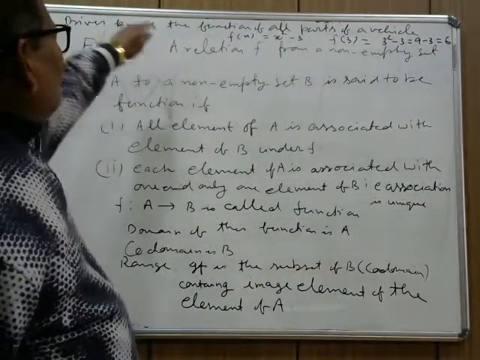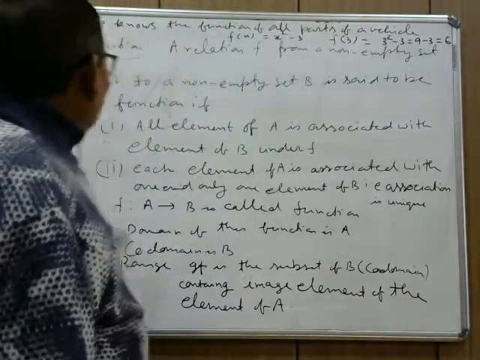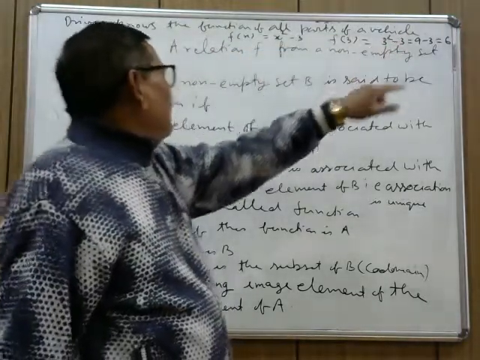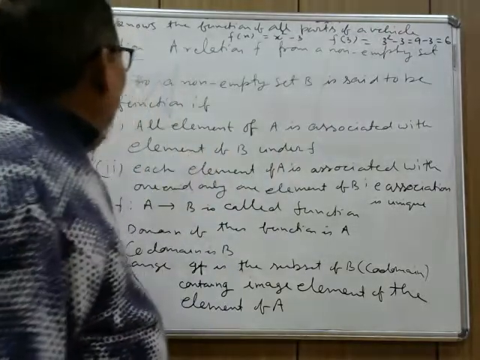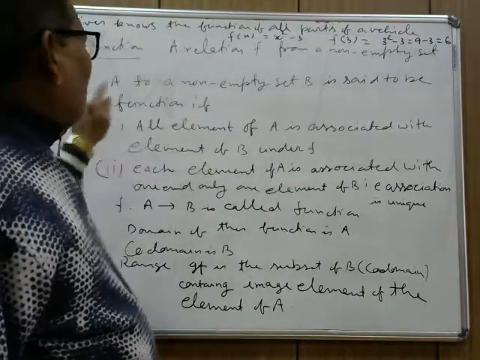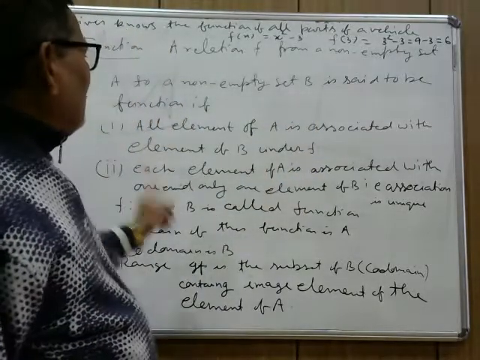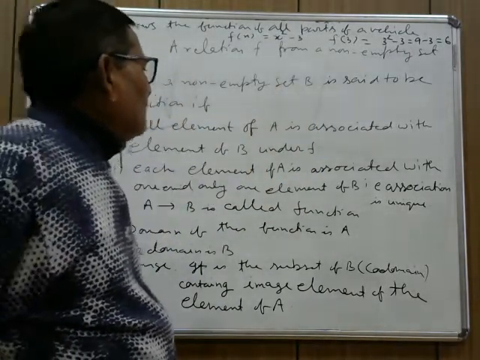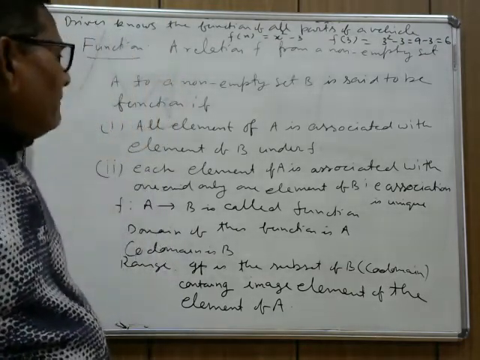So a driver knows the function of all parts of a vehicle. The same thing applies here. A relation F from a non-empty set A to a non-empty set B is said to be a function if all elements of A are associated with elements of B under F. Each element of A is associated with one and only one element of B.